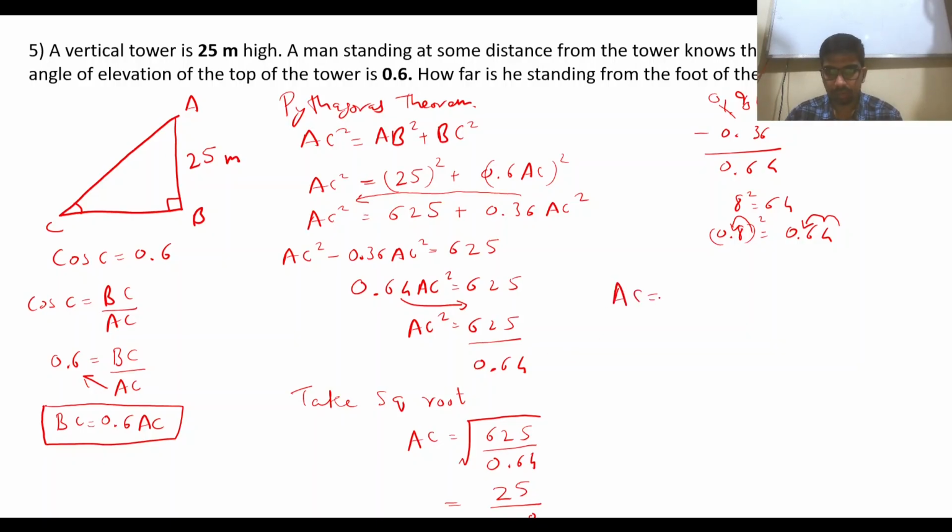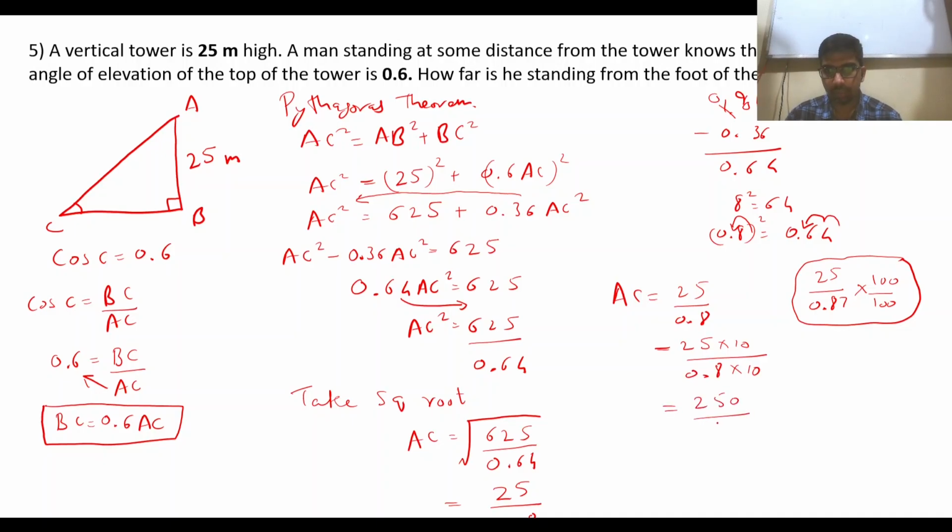So AC is 25 upon 0.8. You have to divide by decimal. So do you like decimals? No. Even I don't like decimals. So now see, after decimal there is one number, so multiply by 10. If the question was 25 divided by 0.87, after decimal there are two numbers, so over here multiply by 100. So just an example. Here the decimal is one place, so multiply up and down by 10. So 25 into 10, 0.8 into 10. This will become 250 upon 8.